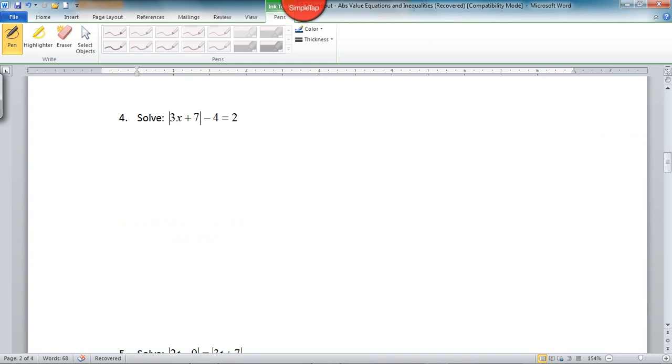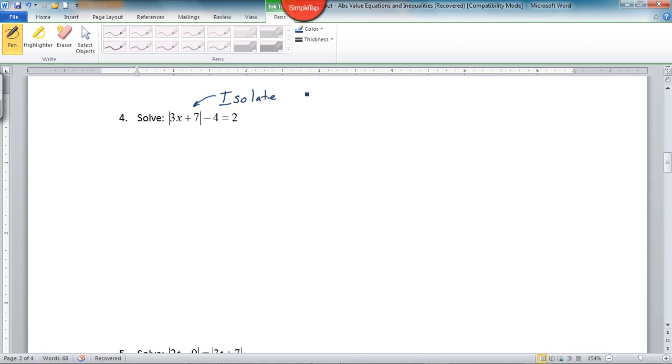We want to solve the absolute value of 3x plus 7, minus 4 on the outside, equals 2. Well, this one has the complication that we have something outside the absolute value on the left side. We need to figure out what we're going to do with that. It turns out we don't want to make our two equations yet, one equal to 2 and then one equal to negative 2. That technique works only if we have the absolute value isolated.